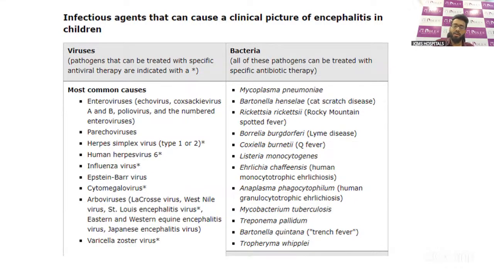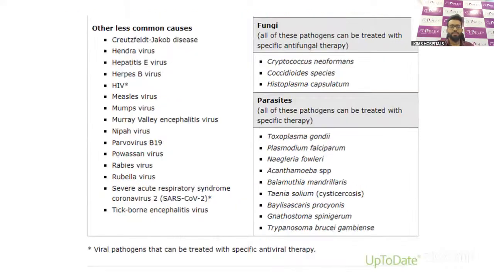Lyme disease, again, not that common in India, common in the United States. They present with fever, erythema chronicum migrans, that is bullseye rash or target rash. Then you have arthritis, then you have CNS infection and cardiac involvement. Then Coxiella burnetii, that is Q fever, again, not very common. These are other uncommon infections. Again, in India, tuberculosis needs to be on top whenever we have subacute to chronic onset meningitis or encephalitis.